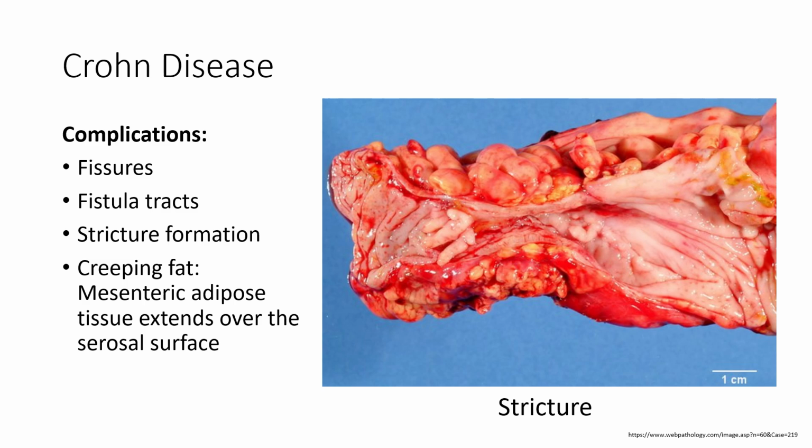Another complication is stricture. So the intestinal wall is thickened as a result of the transmural inflammation, resulting in intestinal stricture. So in this picture here, we can see an intestinal stricture, which is narrowing of the lumen, and it can occur in cases of long-standing Crohn's disease. Another complication of Crohn's disease is creeping fat. So when there is extensive transmural disease, the mesenteric adipose tissue frequently extends over the serosal surface, termed creeping fat.